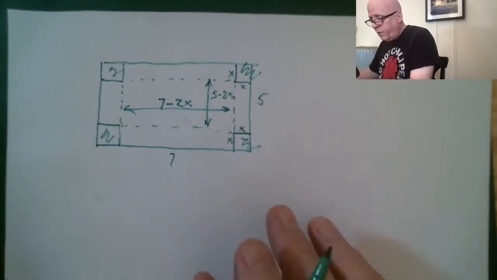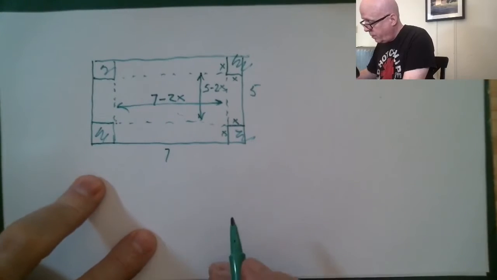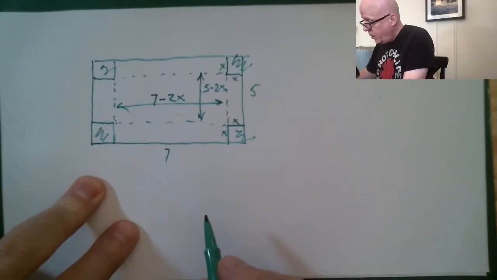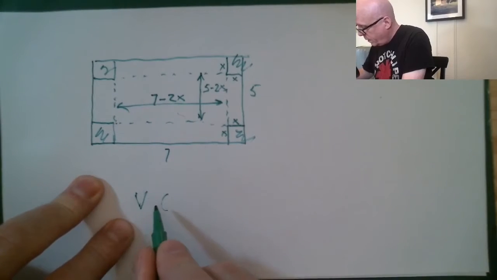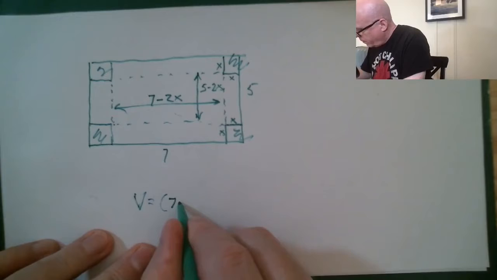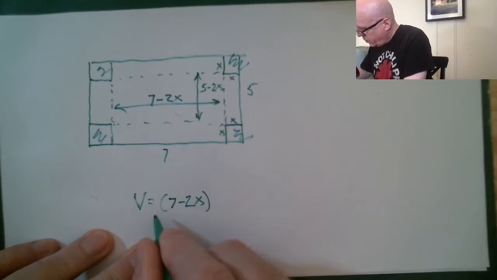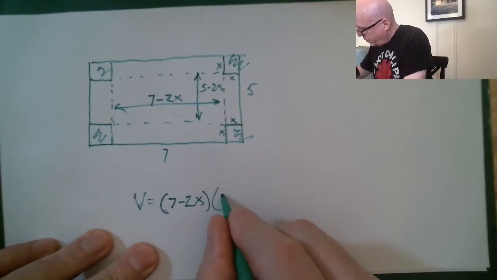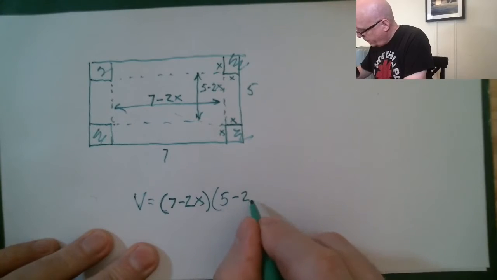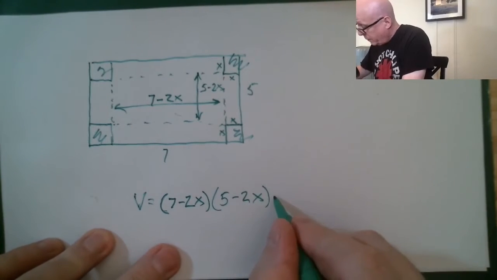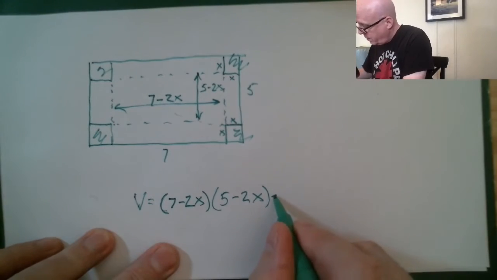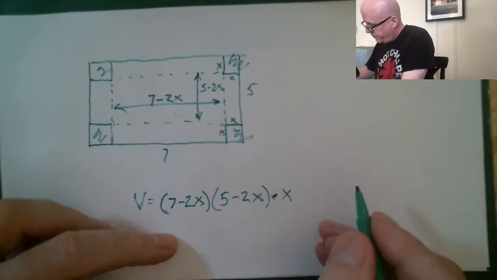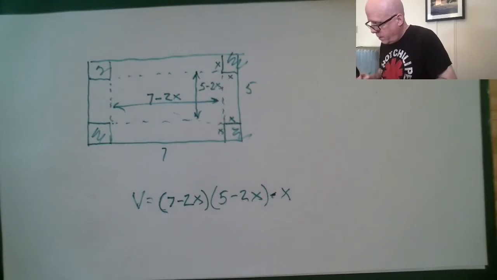So when we finish folding up the box, we're going to have a solid region there whose dimensions are, let's call it V for volume: 7 minus 2x is one dimension, 5 minus 2x is the other dimension, and x is how tall the box will end up being. So x is the third dimension. Well, that's a thing that you can work with now.